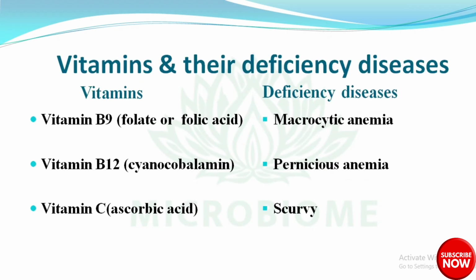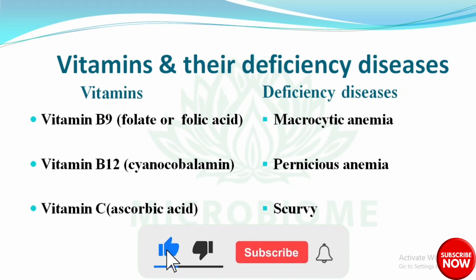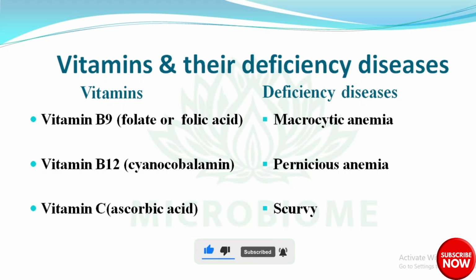And next, vitamin B9, folate or folic acid. Here comes macrocytic anemia. Vitamin B12, cyanocobalamin. Here comes pernicious anemia. Then vitamin C, ascorbic acid. Deficiency is scurvy.